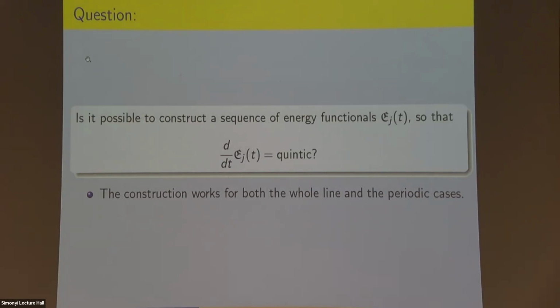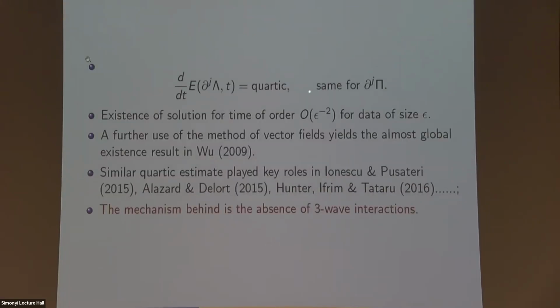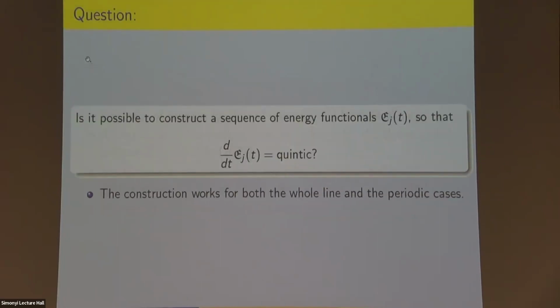Because this is so important, a natural question is whether it is possible to do something further to make it quintic, just to move something quartic on the right-hand side to the left and make it quintic. The construction I'm going to describe works for both the whole line and the periodic case. It is purely algebraic. I'm not taking dispersion into consideration. It's not analysis, it's algebra.